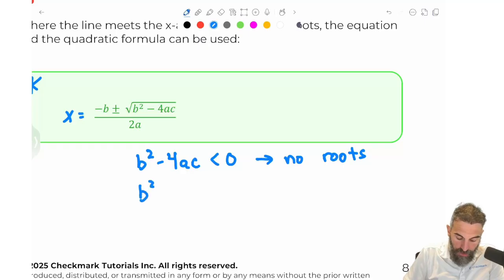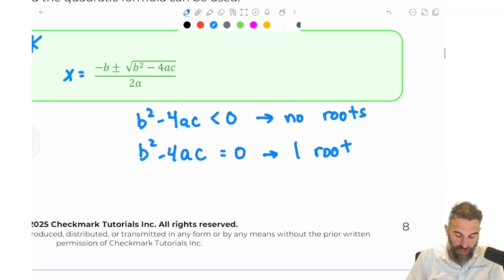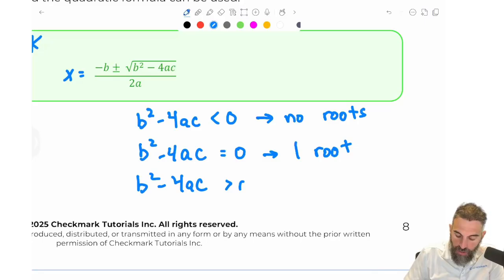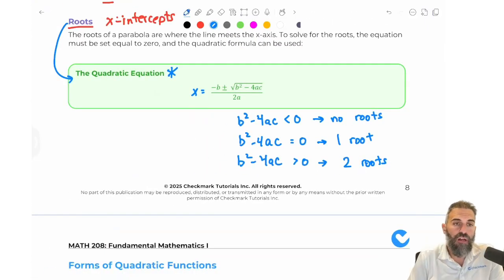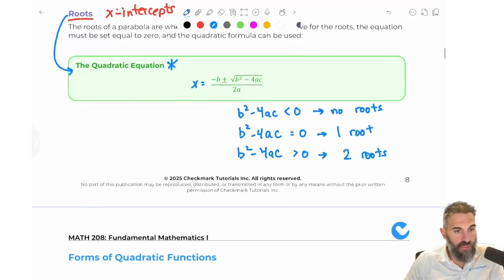If the number under the square root is equal to 0, you have just 1 root. So the vertex in that case would land squarely on the x-axis. And if it's positive, that's where you would have 2 roots. Okay, so keep that in mind as we work through the exercises, of what it means when you get a number under there, whether it be positive, negative, or equal to 0. Okay.